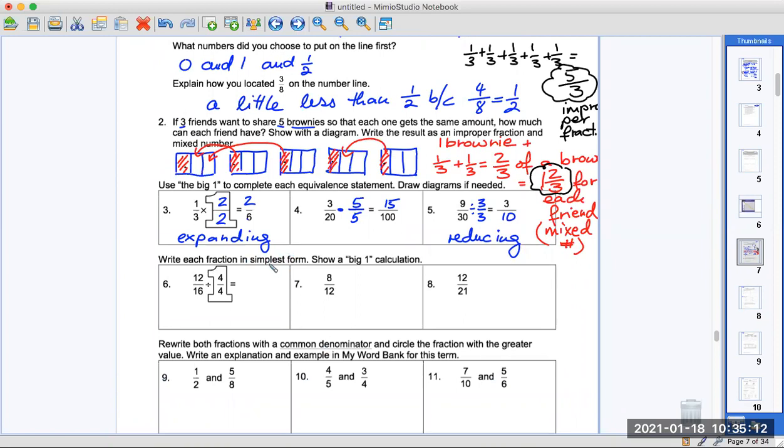Simplest form, reducing. So our answer, 12 divided by 4 is 3. 16 divided by 4 is 4. This is in simplest form.